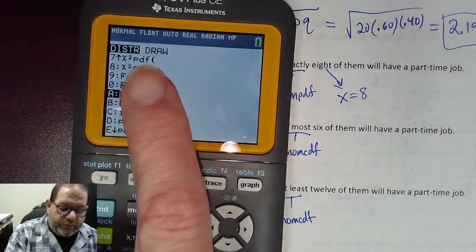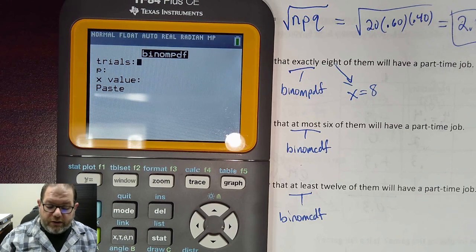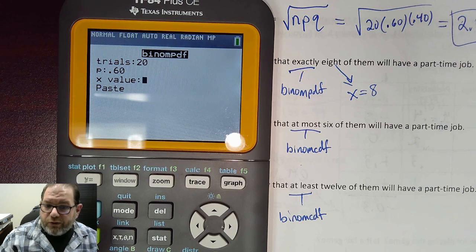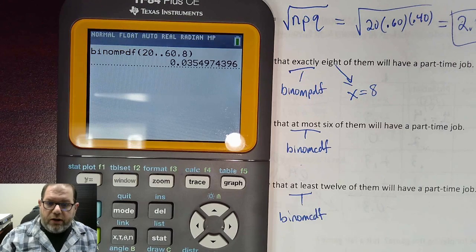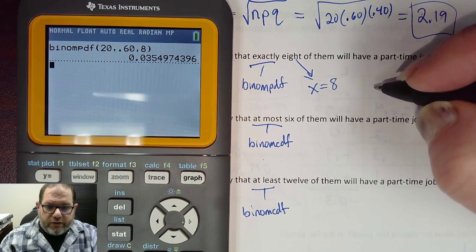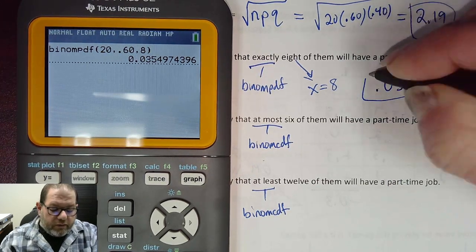All right, so if we go into our calculator now, hit binomial PDF, this brings up basically a table for us to fill out. We know it's 20 trials, 20 teenagers in this case. That's the sample size. Probability that they have a part-time job is 0.60. And we want to find the probability that exactly 8 will have a part-time job. That's our x. So we just plug that in, paste it, and enter. And so we can express this probability to 3 decimal places. So there'll be 0.035.